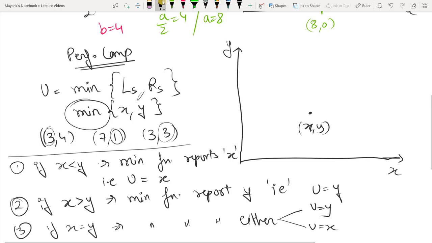So the first step to solving min function kind of problems is you plot the x equals y cases. So you select those cases where either of these two things are equal, and the u function can report any of those things. So let me just remove this from here for now. So this is my x equals y line.